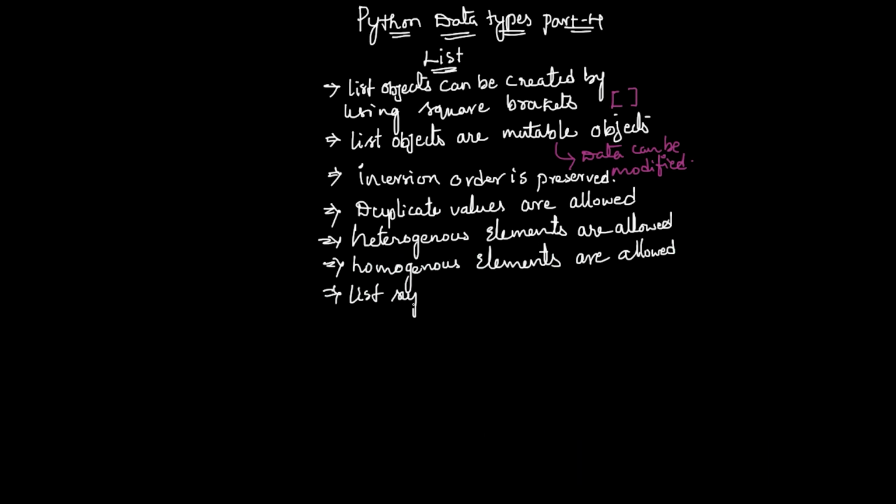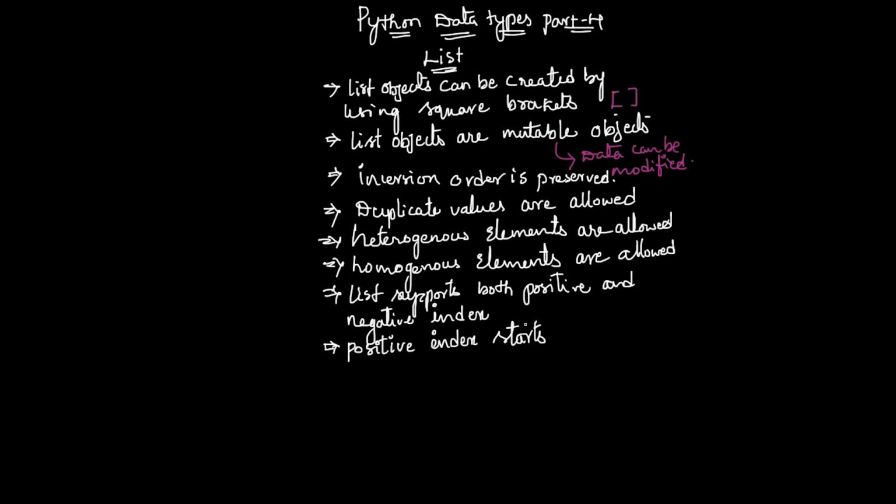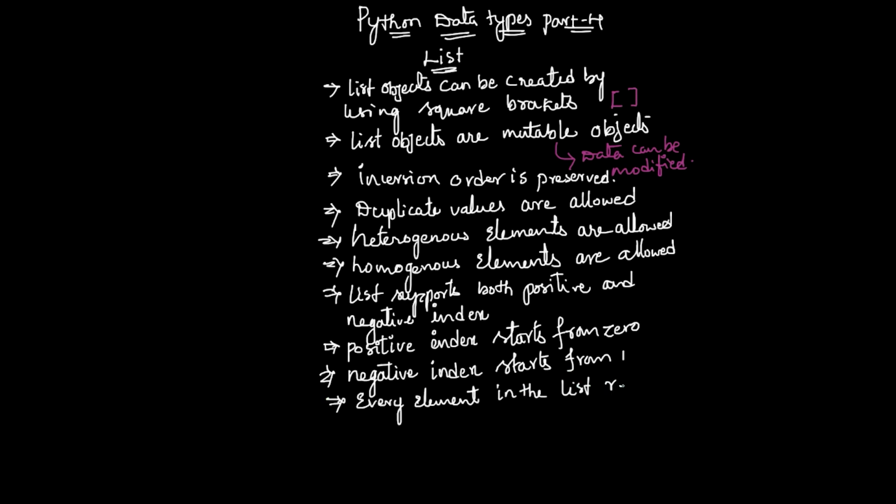Next, heterogeneous elements are allowed. Heterogeneous means different types of data are allowed. Homogeneous elements are allowed. Homogeneous means the same type of data is allowed. Next, list supports both positive and negative index. Positive index starts from 0, negative index starts from -1. Every element in the list is represented with a unique index. Next we will discuss different types of methods in list.